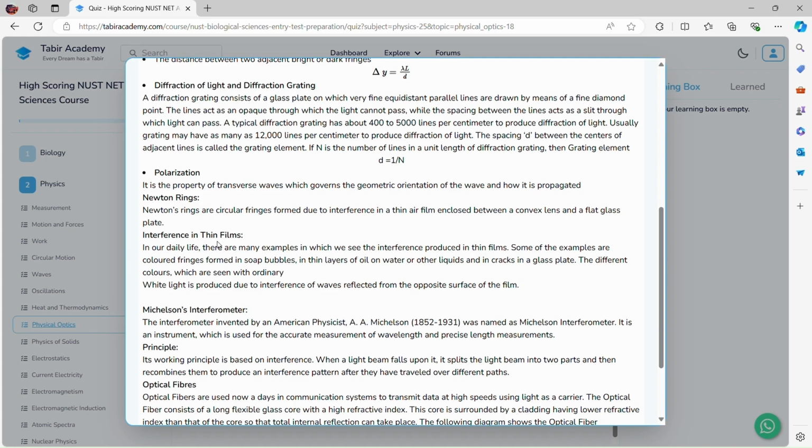Interference in thin films. In our daily life, there are many examples in which we see the interference produced in thin films. Some of the examples are colored fringes formed in soap bubbles, in thin layers of oil on water or other liquids, and in cracks in a glass plate. The different colors which are seen with ordinary white light are produced due to interference of waves reflected from the opposite surfaces of the film.